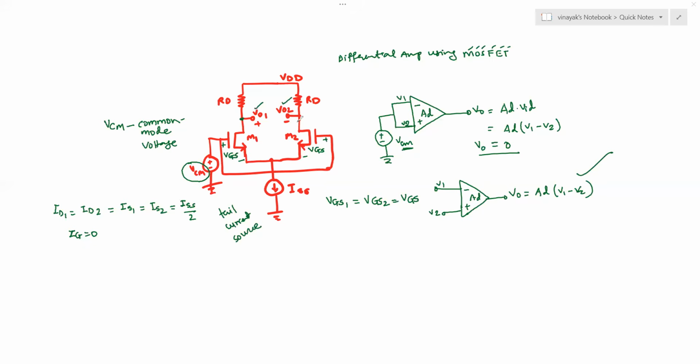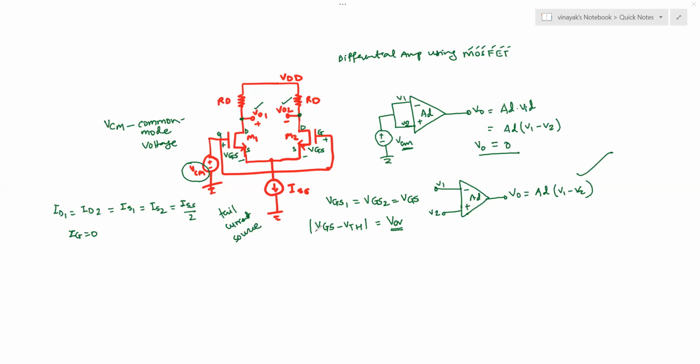So VO2 and VO1 are basically your voltages at the drain pins of the transistor. These are your drain pins of the transistor. These are gate pins and these are source pins. Okay, now there is one more concept called VGS minus VTH. The difference between these two voltages is called V overdrive, VOV. So that's the voltage you need to apply to these transistors.